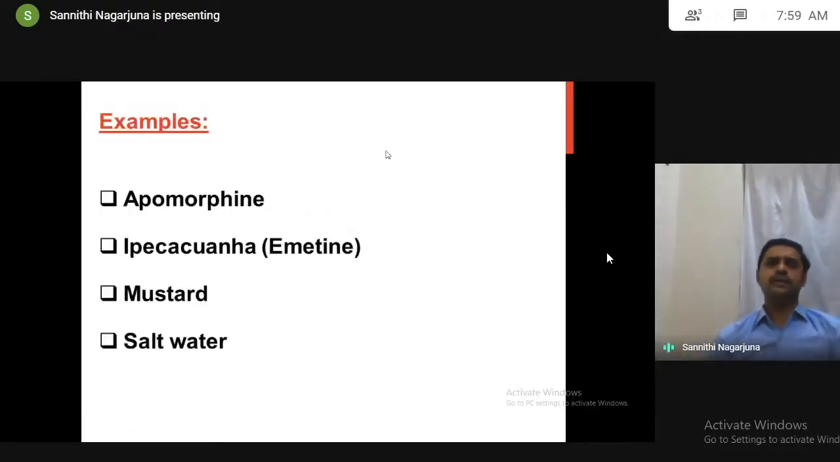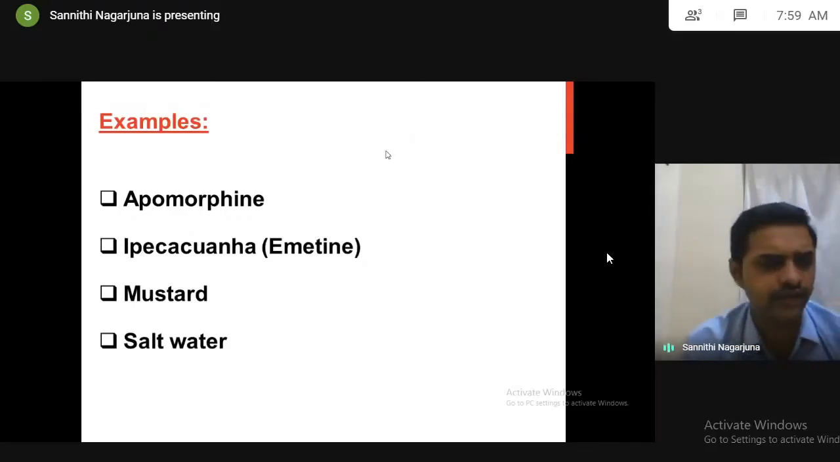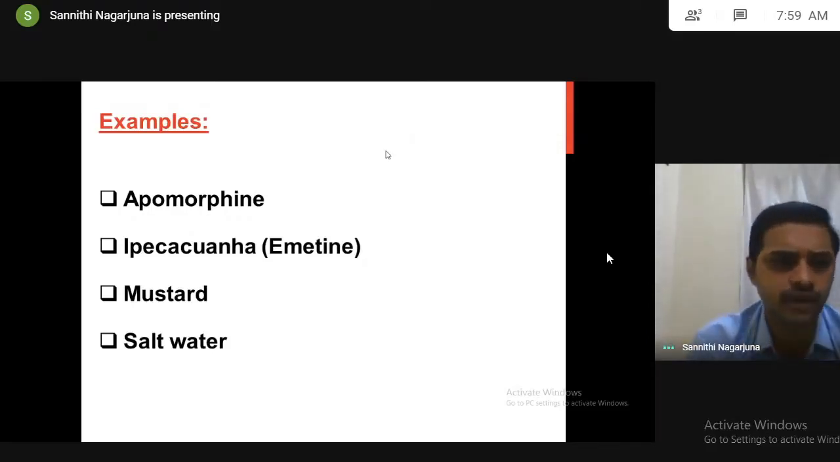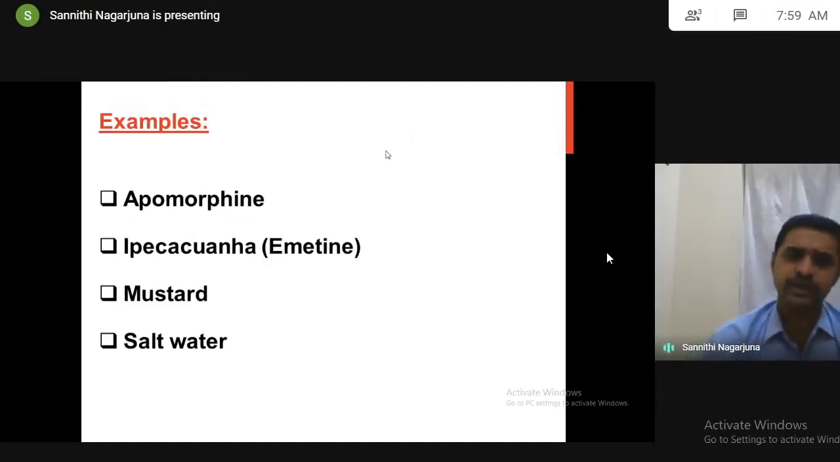So what are the examples of emetics? The good examples of emetics are apomorphine, ipecac, mustard, and salt powder. As you know, ipecac is from Cephaelis ipecacuanha, which you studied in pharmacognosy. The active constituent there is emetine. Mustard as well as salt water are also emetics. These are all the examples of emetics.